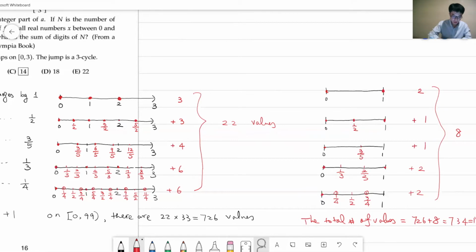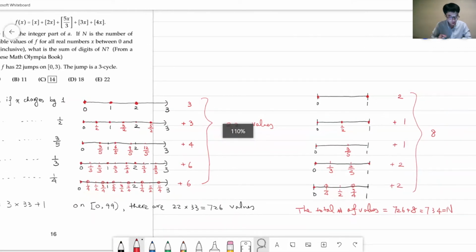But in our problem, we need to calculate the sum of digits of n. Sum of the digits of n equals 7 plus 3 plus 4, which is 14. So the answer is 14.